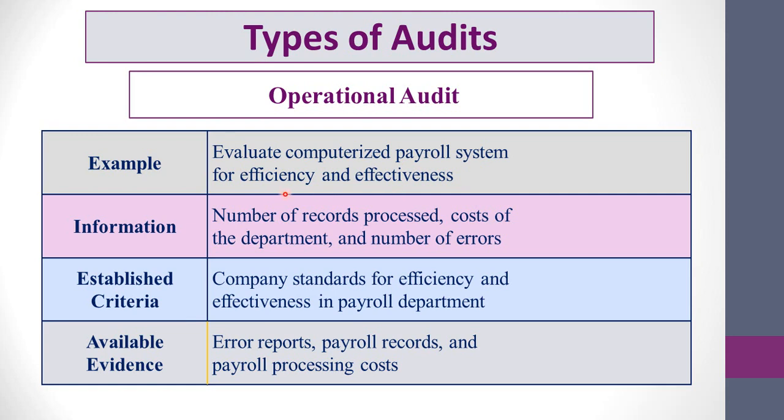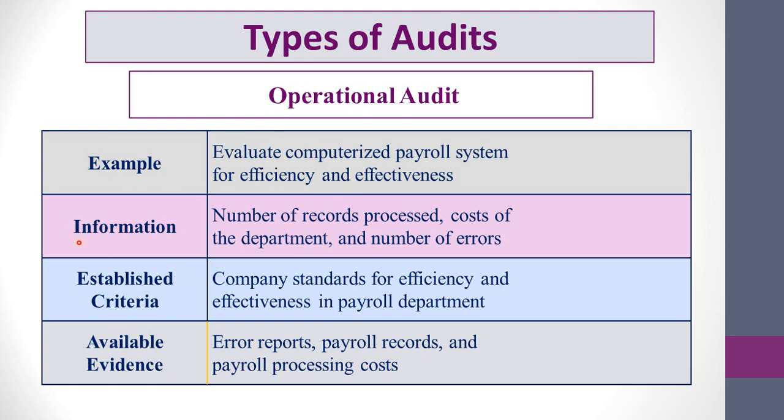What is the difference between efficiency and effectiveness? Efficiency meaning the relationship between the input and output, but effectiveness to achieve the goal. So I need to see if the computerized payroll system is achieving my goal and which kind of resources it's used. Is there an efficiency in using the resources?